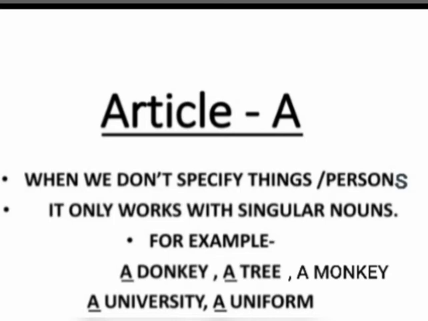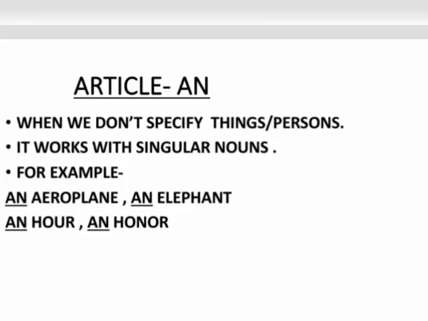A university, a uniform. We use an in front of any noun that starts with a vowel or vowel sounds. For example, an elephant, an aeroplane, an hour, an honor. First two words, elephant and aeroplane, are beginning with vowels. We all know A and E are vowels. So we are writing an in front of these two words.